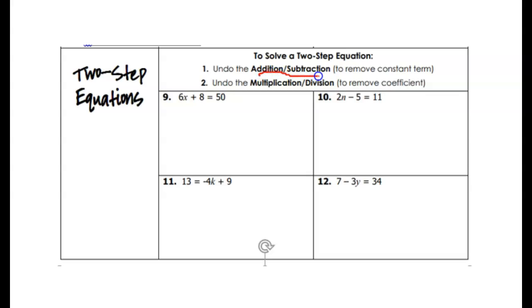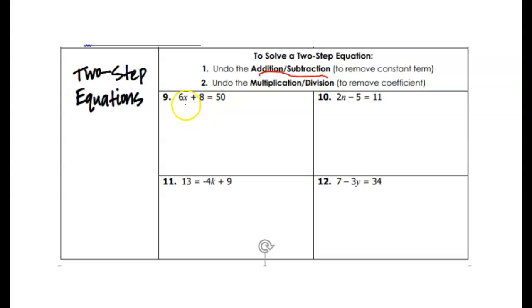Now let's recall that we have to work backwards, okay? That is important. We're working backwards and we do PEMDAS backwards. So instead of thinking multiplication and division first, we're going to undo addition and subtraction first, okay? Then we'll handle the multiplication and division. So let's look at the examples.